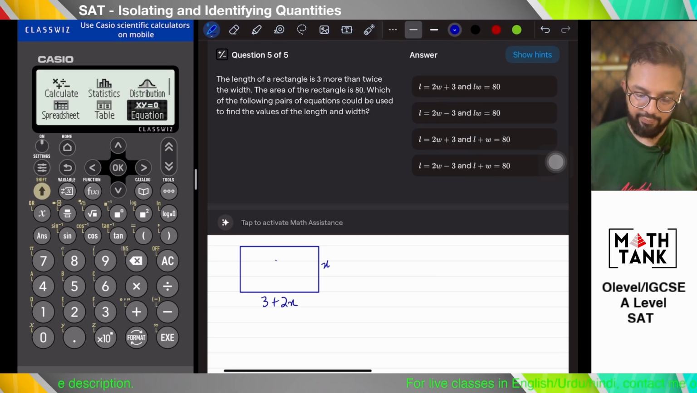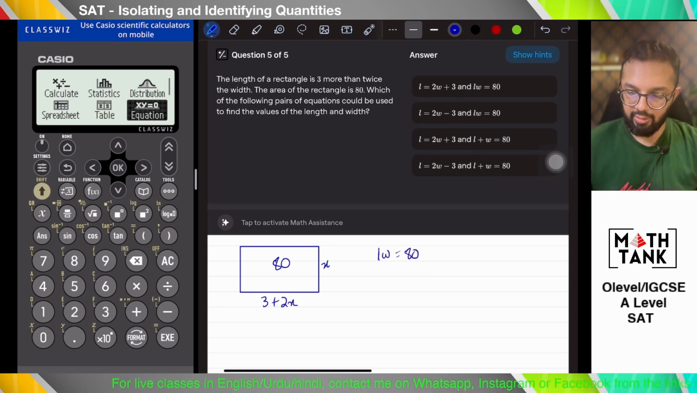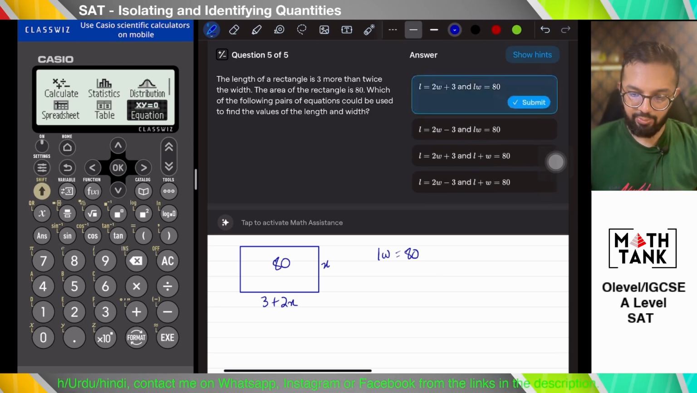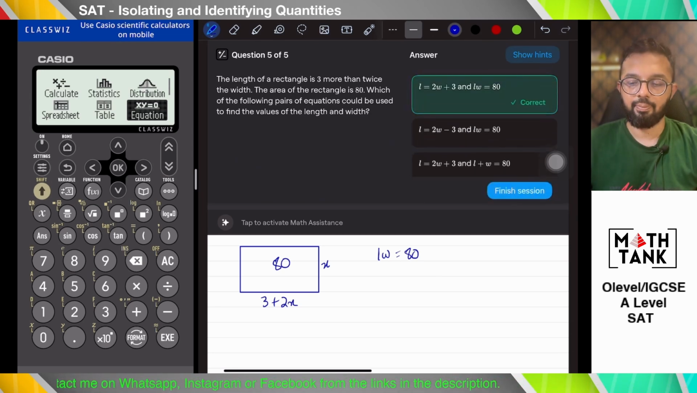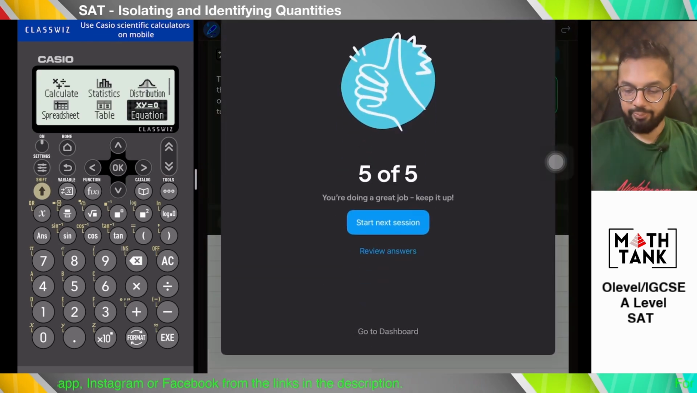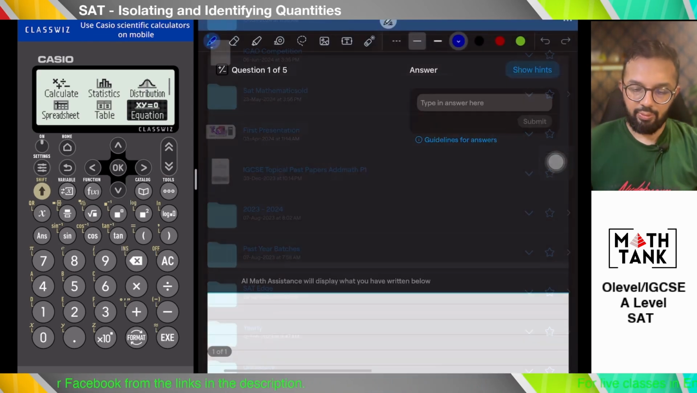The rectangle has an area of 80. Okay, so length and width should be multiplied to get 80. So either A or B could be the correct answer. And the length should be 2w plus 3 then. More easy questions on the way.